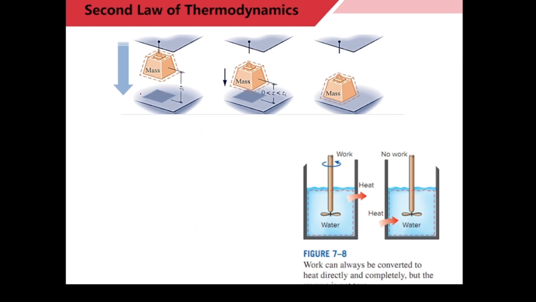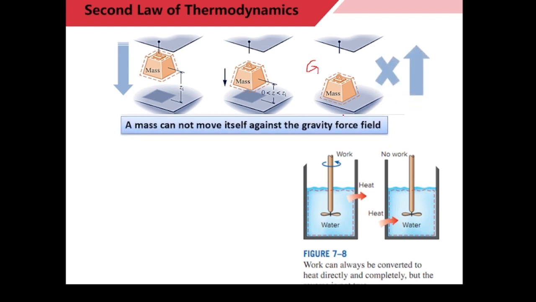Let's take another example. If you have a weight at higher altitude and you drop the weight, the weight will come down due to gravity. So is the reverse possible? Let's again think that you do not do any work and the weight starts going up. No, that is not possible. A mass cannot move itself against the gravity force field. So a mass cannot move itself in the upward direction. Okay, so you have seen all these examples.